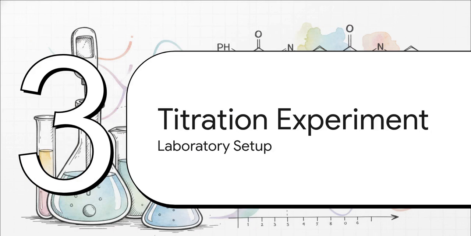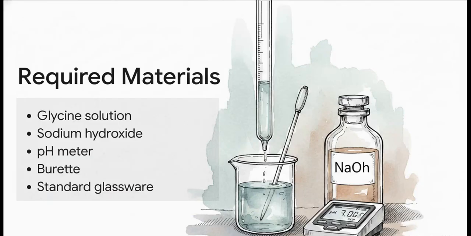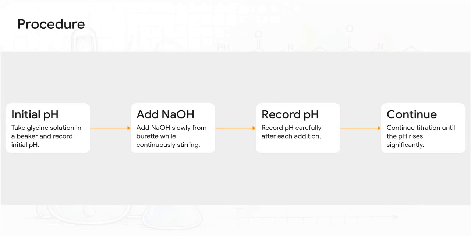All right, Section 3, the titration experiment. To actually see this in action, you don't need some massive, crazy lab setup. We're talking just a few key essentials. Primarily, we need our starting glycine solution, a strong base like sodium hydroxide, NaOH, to force the chemical reaction, and a highly sensitive pH meter to track the whole journey. Throw in a burette to dispense the base drop by drop, plus your standard laboratory glassware like beakers, and we're good to go. The procedure itself, it's really an exercise in patience and precision.